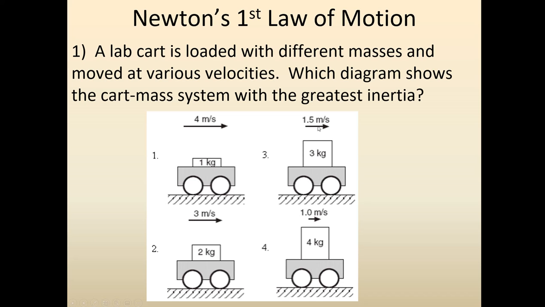So here's the first question. Pause the video, work it yourself. We'll go over it in a second. All right, so they want to know which one has the greatest inertia. Well, remember, we're going to cross out the word inertia and write mass. So which one has the greatest mass? 1, 3, 2, or 4? It's going to be this one. Remember, they're going to throw these speeds at you to try to trick you. Right now, you don't really know the equation that would deal with speed and mass, but don't worry about it. Inertia is mass.